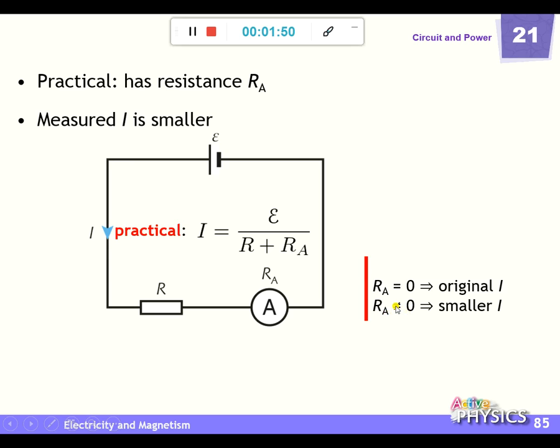Then what will happen? In order to find out the current, we will have this formula, epsilon over the total resistance. In order to make it as the ideal case, we will think that we get this one. So in a practical ammeter, we want to make it ideal. It means that keep RA as small as possible.